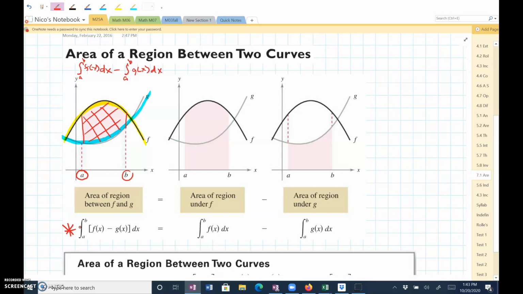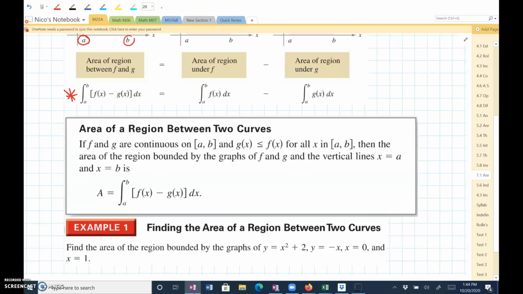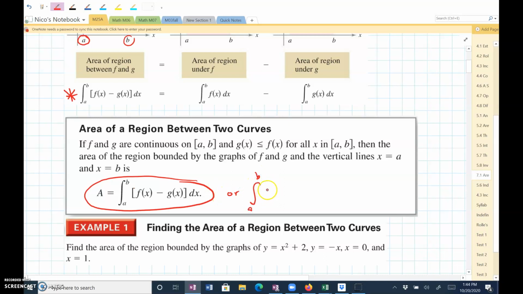All right, so hopefully that makes sense. So we're going to use this quite a bit to find the area between two curves, or the integral from a to b of f of x dx minus the integral from a to b of g of x dx. Those are the same thing.